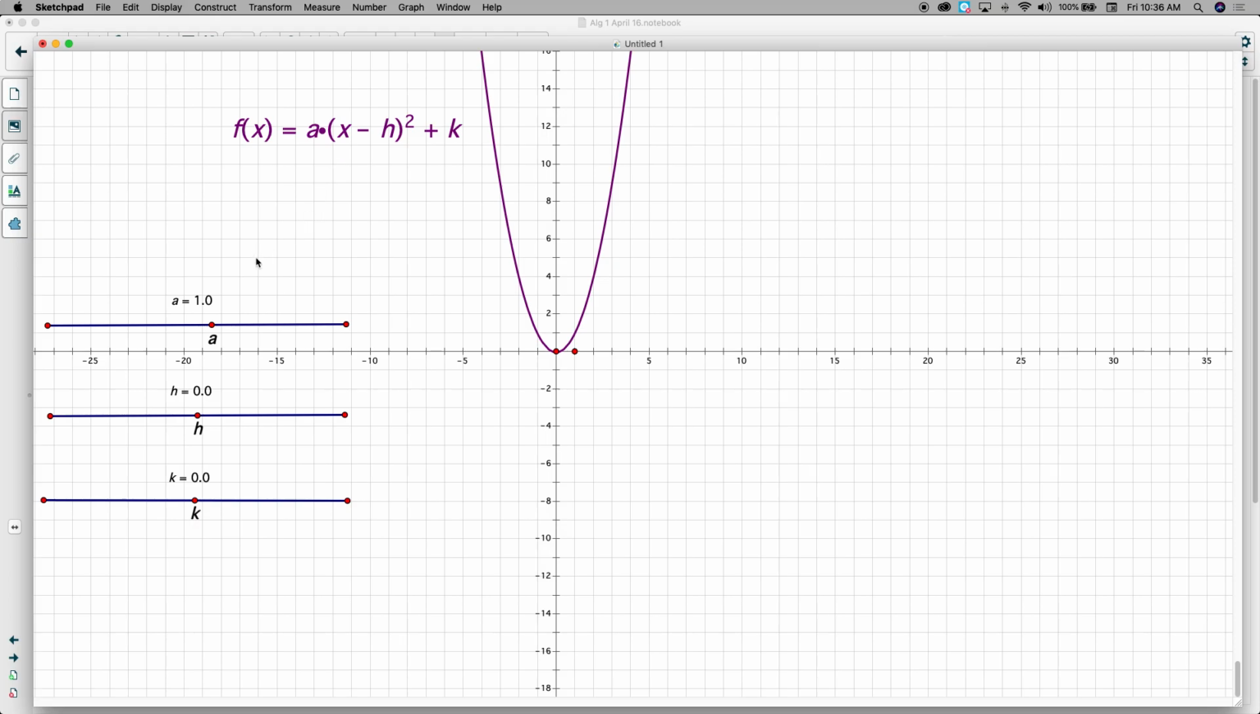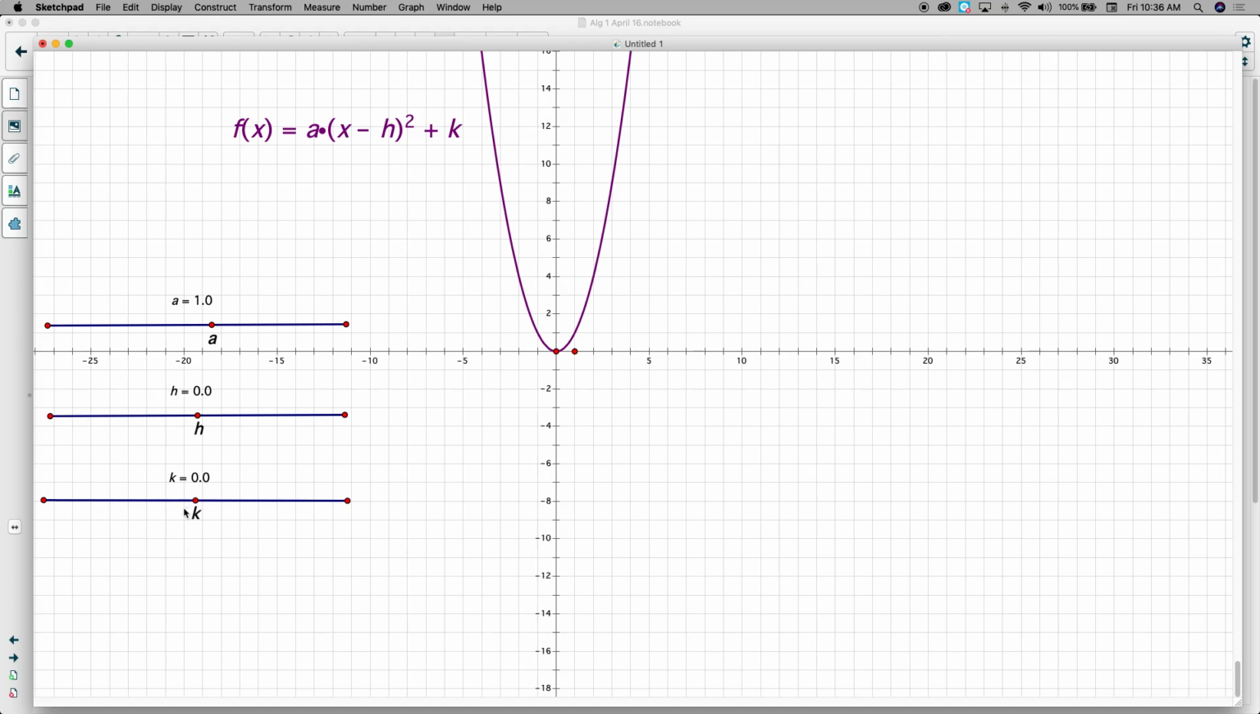Okay, so far what we have is that this h is affecting the vertex's x coordinate. If we change h, it moves the vertex in the x direction. This k value is affecting the vertex's y coordinate, because if we change the k value, the vertex moves in the y direction, up or down. All right, I'm going to reiterate k, and then I'm going to try to explain what's going on with the h. So listen up carefully on this one.